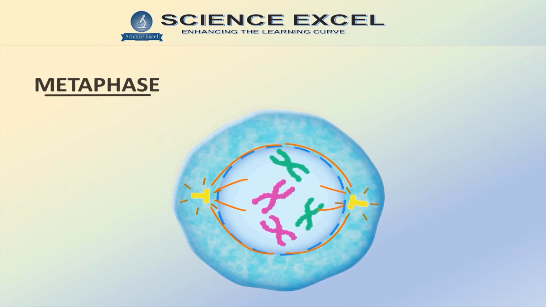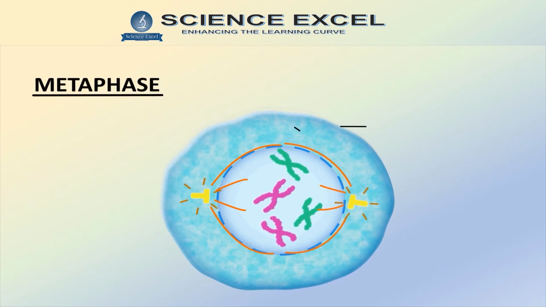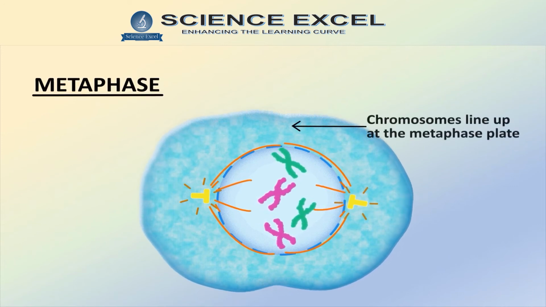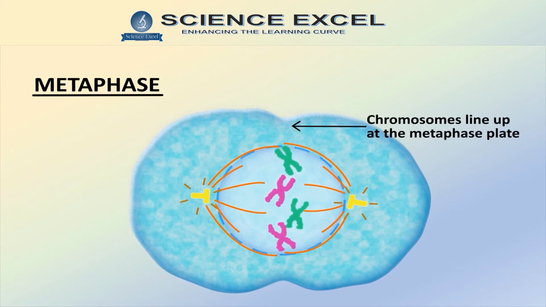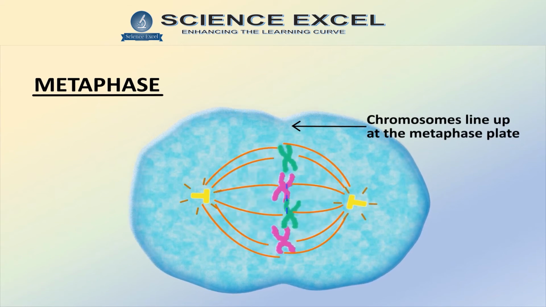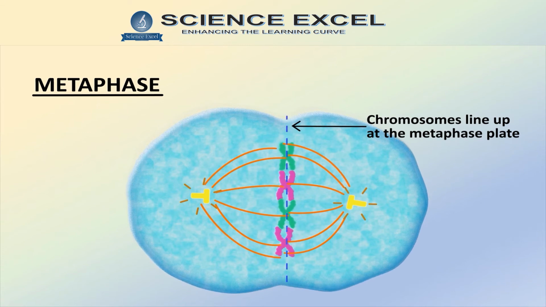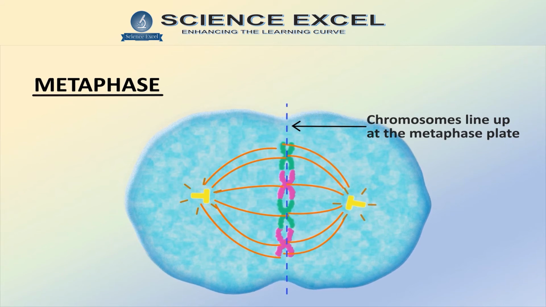In metaphase, the nuclear membrane now disappears completely and the chromosomes are lined up at the middle of the cell called the metaphase plate, ready to divide. The spindle fibers are formed from the polar region and they attach themselves to the centromere of each chromosome.